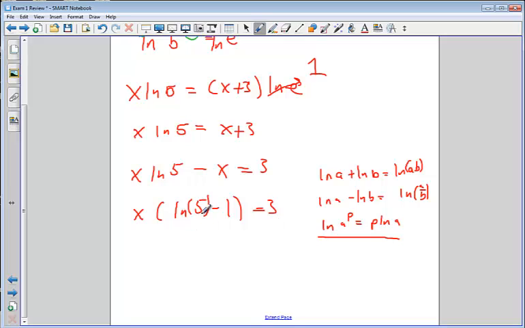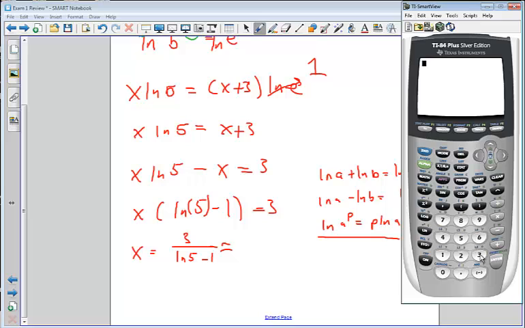So this is just ln of 5, and then take away 1. So x is just going to be equal to 3 divided by ln of 5 minus 1. And if I want to figure out what that number is approximately, I can use my calculator and do 3 divided by left parenthesis ln of 5 in parenthesis minus 1 in parenthesis for the bottom, and I get out approximately 4 point, let's do 2 decimal places, 4.92.